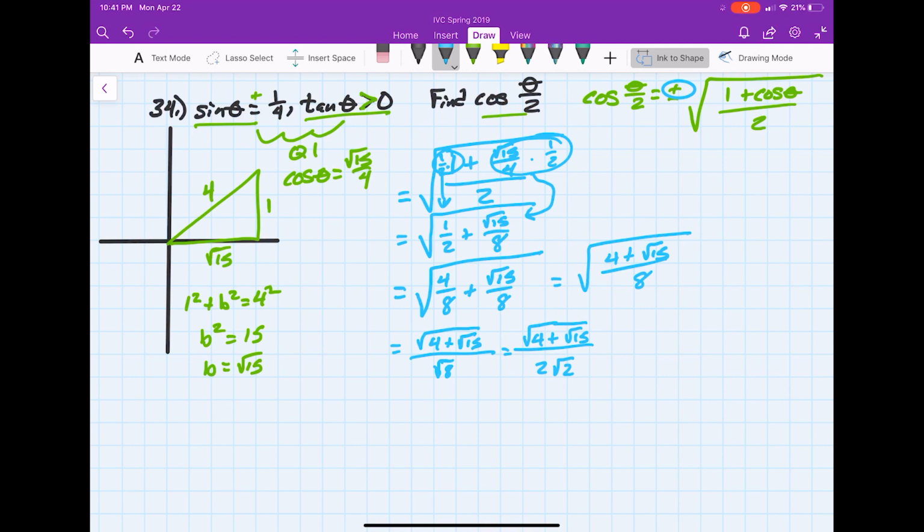Let me make this a little longer. There we go. And then we're going to multiply top and bottom by square root of 2 because we need to rationalize the denominator. That's going to give us the square root of 8 plus 2 square root of 15, and that will, of course, be over 4. And that will be our final answer on this one.